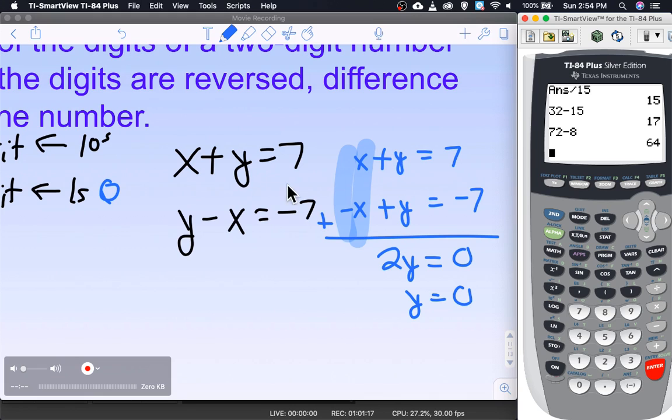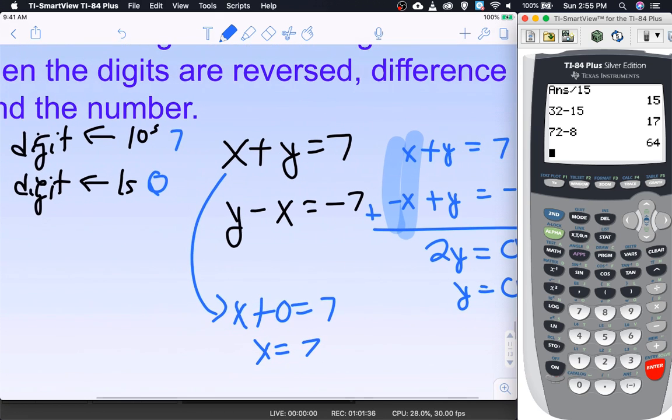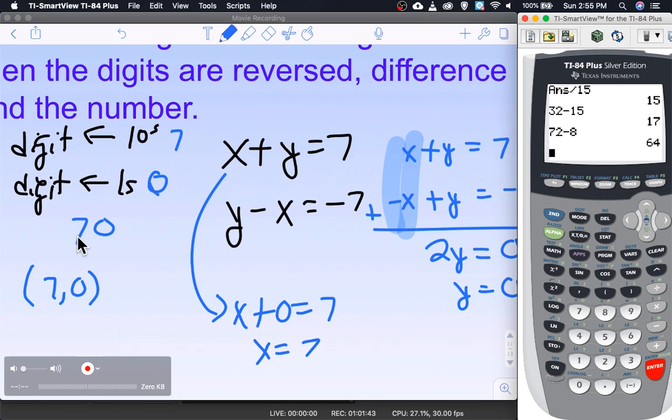If I plug that in here and do the math, if I plug in 0 right here for y, x plus 0 is 7. I know that x equals 7. So the two-digit number is, well, 70. Because if I add these two digits together, I get 7. When I reverse the digits, 0, 7, and I subtract them, I get negative 7.